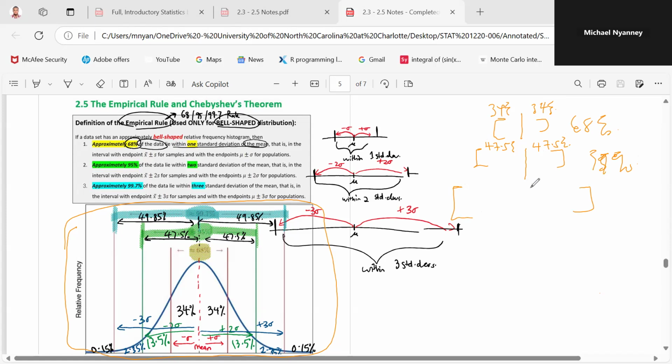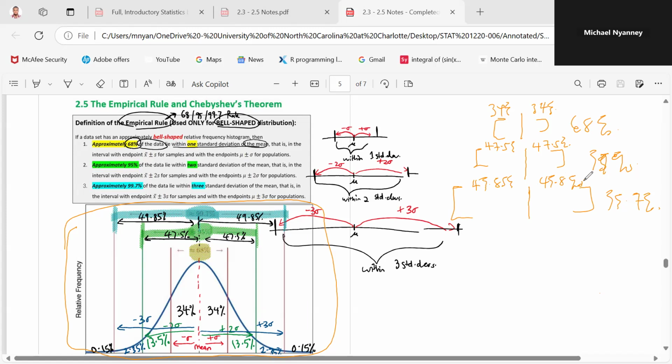If we widen the interval again, by the empirical rule, we've gone three standard deviations of the mean, then you're going to have 99.7% of our data set within this interval. If I divide this into two, then I'll have 49.85% here and another 49.85% here. Okay, so this is the whole concept.